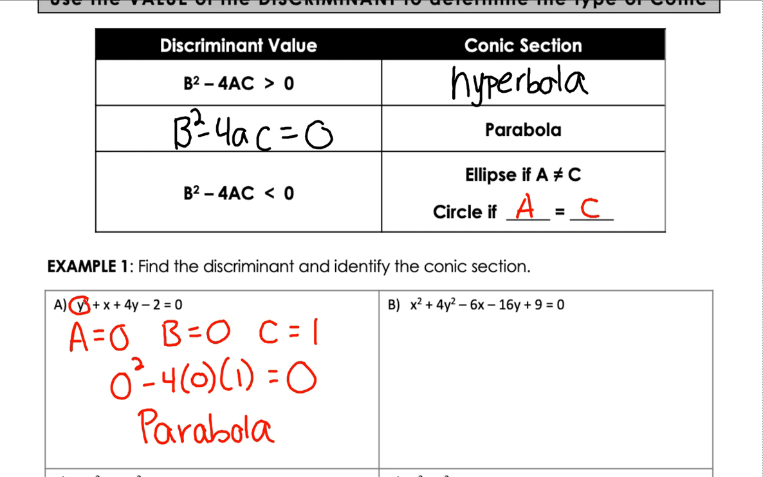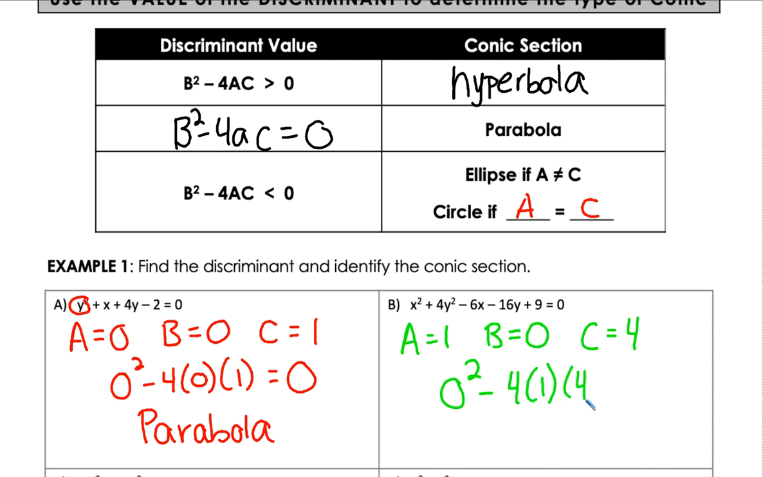All right, let's look at another one here. This time we have x squared plus 4y squared minus 6x minus 16y plus 9 equals 0. My a value, the coefficient in front of x squared, is 1. My b value, the coefficient on the xy term, we don't have an xy term, so it would be 0. And my coefficient on the y squared term would be 4 for the c value. Again, I plug those into my discriminant: b squared minus 4 times a times c gives me a discriminant of negative 16.